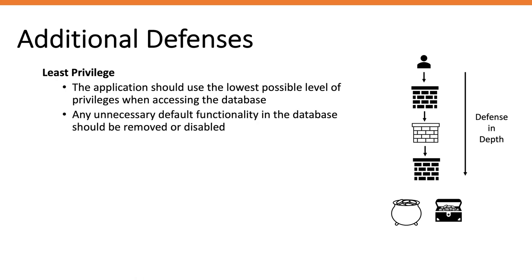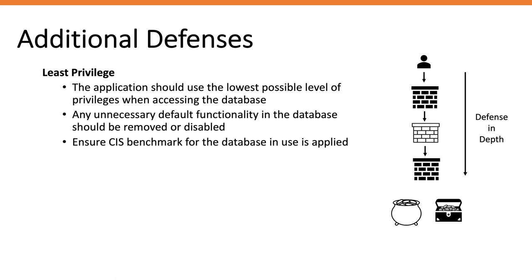Any unnecessary default functionality in the database should be removed or disabled. That includes things like functions that allow you to execute system commands from the database, also functions that allow you to make a network connection, which we talked about with out-of-band SQL injection, right? So any unnecessary default functionality that you don't need for the application to function should be removed, because it decreases the amount of things that an attacker can use in order to penetrate your organization.